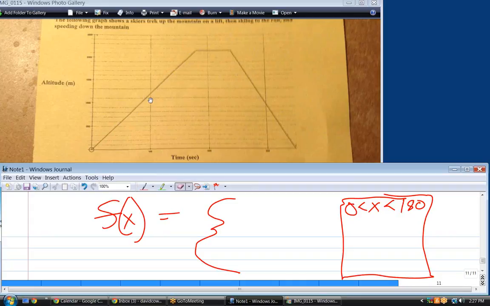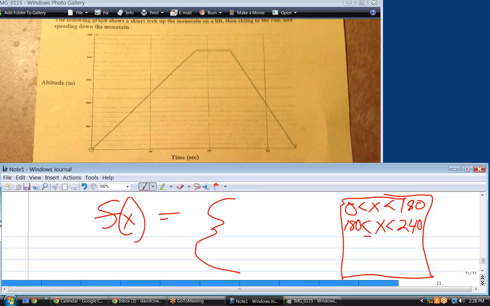Okay, what's the next part of the domain? If that's 180, and let's guess that that's 240, then what goes here as the second part of our piecewise function? x is greater than 180, and less than 240. Now, notice that I got two domains here that don't have an equal sign in it.